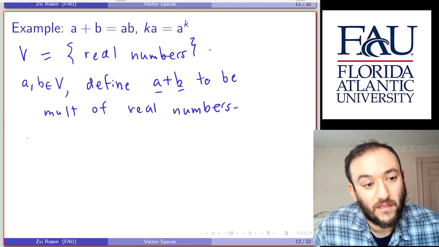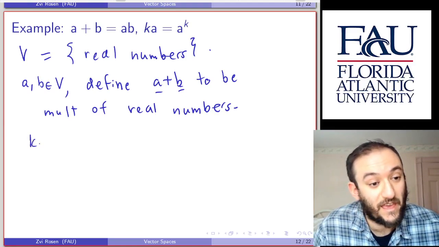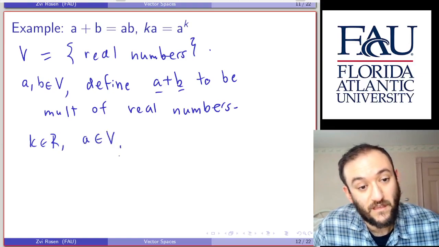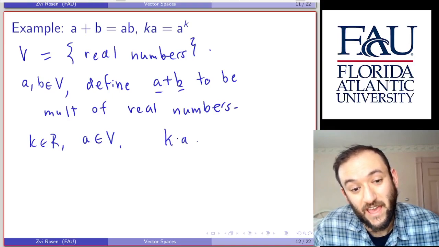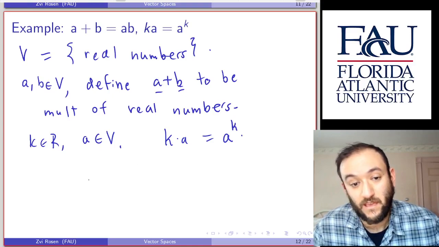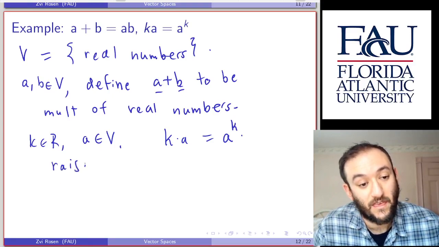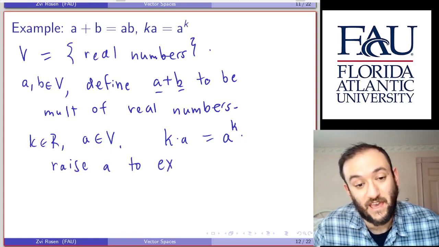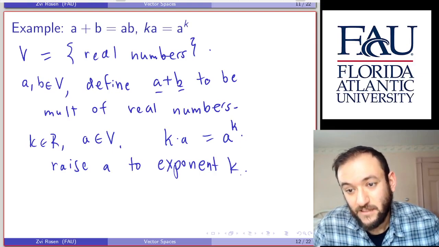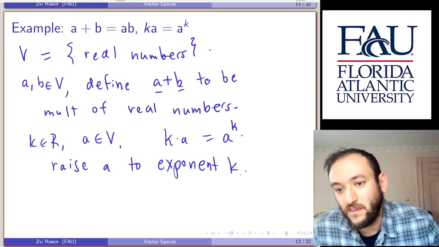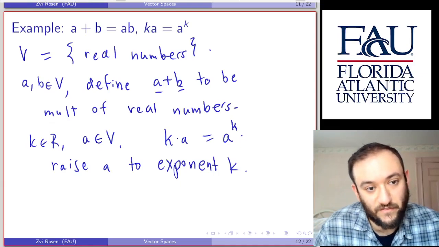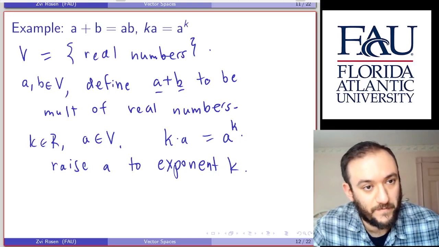As for scalar multiplication, so k in the real numbers and a in V, we define scalar multiplication ka to be a raised to the kth power. Okay? So raise a to exponent k. And believe it or not, this actually satisfies all of the axioms of a vector space. So I'll just do a few of them. I don't want to prove all of them.